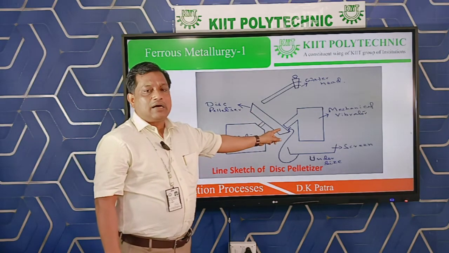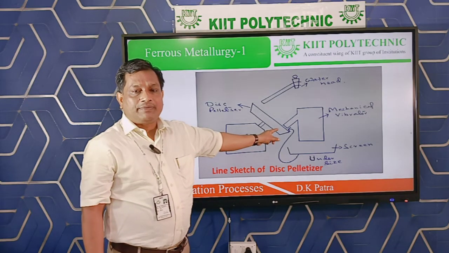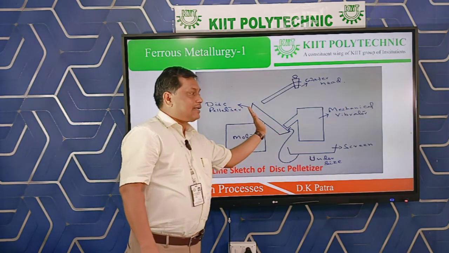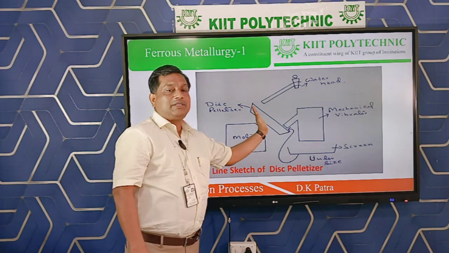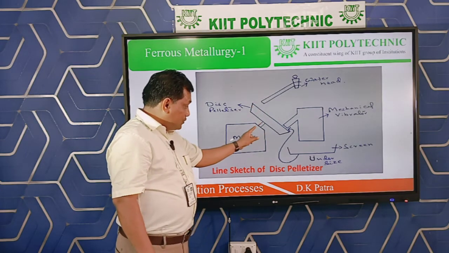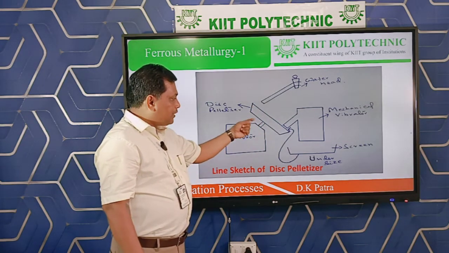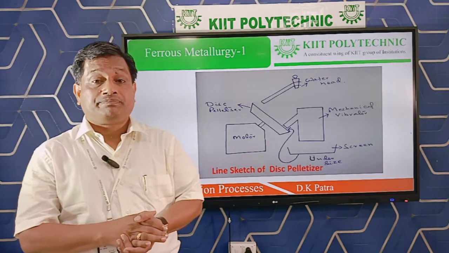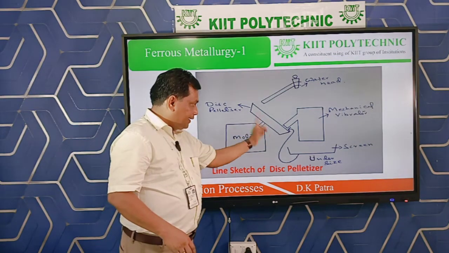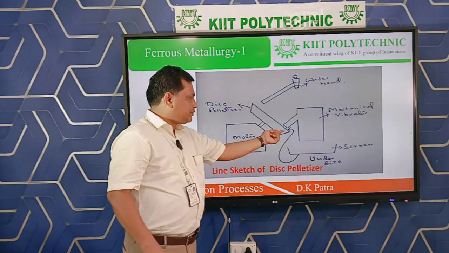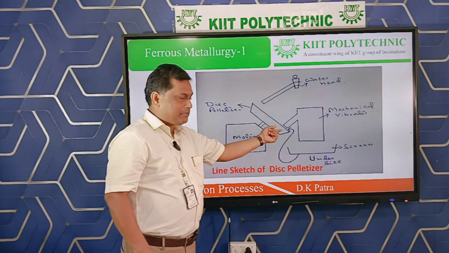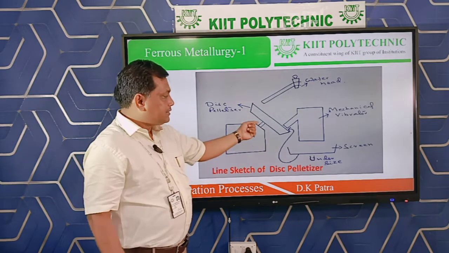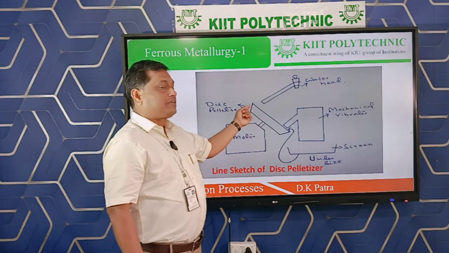This disc is around 2.5 to 3.5, 3.6 meter in diameter, and it is kept at an inclined position of 45 degree with the horizontal. It is attached with a motor. This motor can rotate this disc at a rate of around 15 to 30 rpm. Here the disc can rotate, and scrapers are provided so that whenever we add the material at the bottom of the disc, these scrapers help to carry the material to the top of the disc.